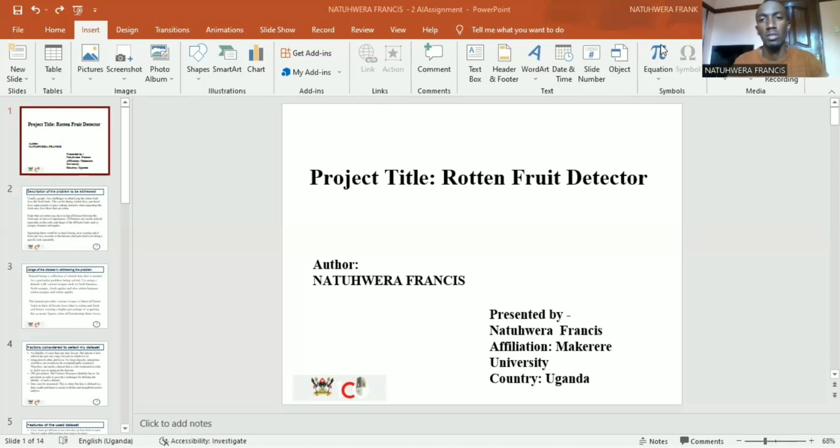The project I'm working on is a rotten fruit detector. It will be able to detect, in a group of fruits, and divide the rotten fruits from the fresh fruits. That's the project I'm working on.